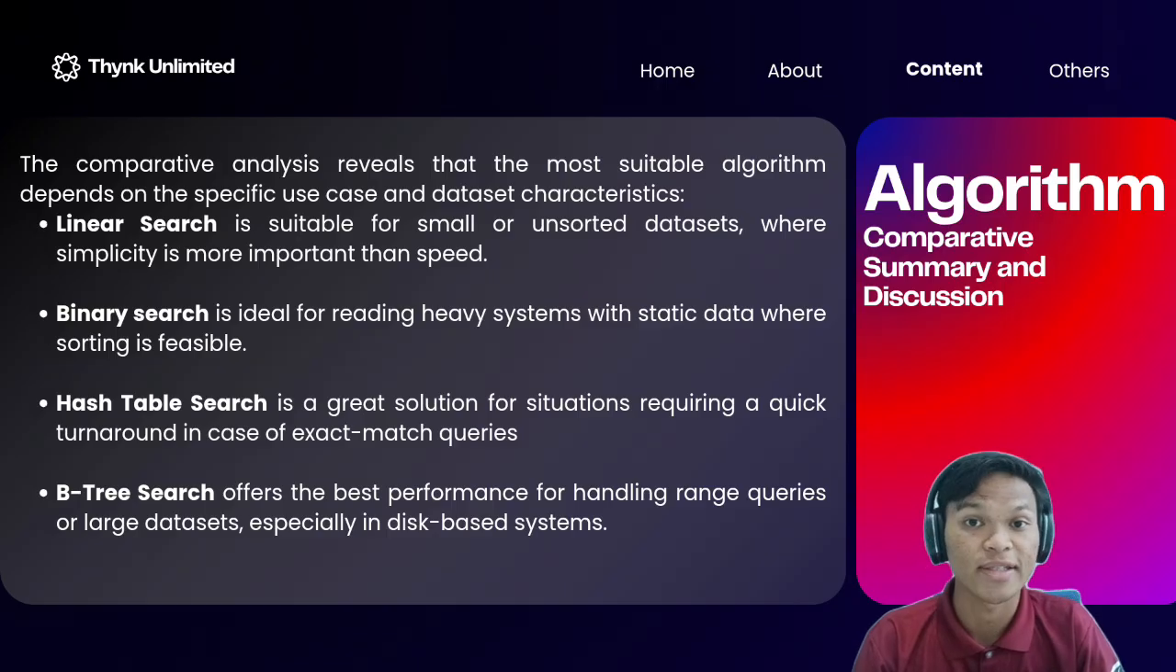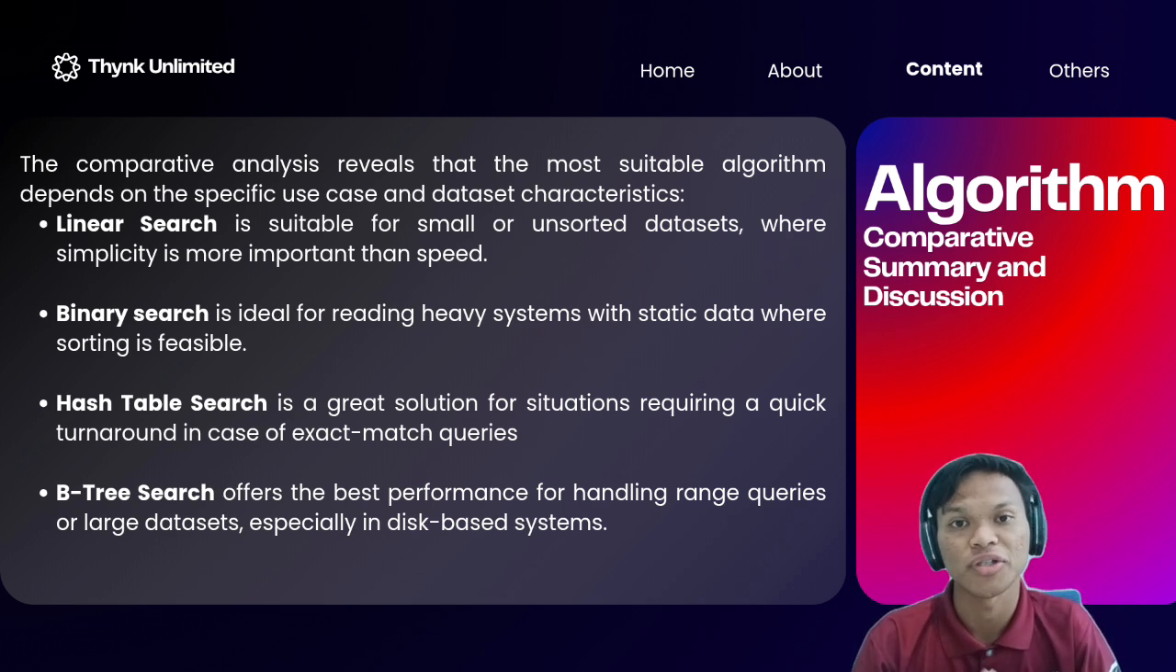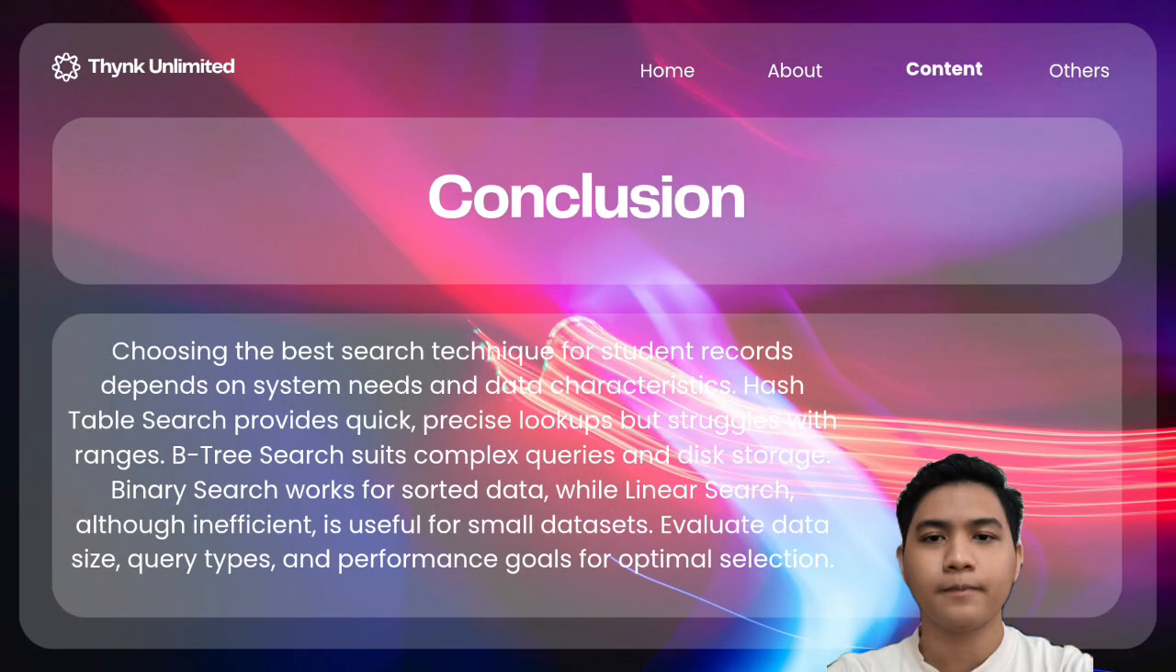Hash table search is excellent for exact match queries like searching by ID and offers constant time lookup but is not suited for range search. Fourth algorithm is B-tree search. B-tree search is suitable for range queries and large disk-based datasets and maintains logarithmic performance even with frequent updates. Each algorithm offers different advantages depending on the size of the dataset and the nature of the search operation.